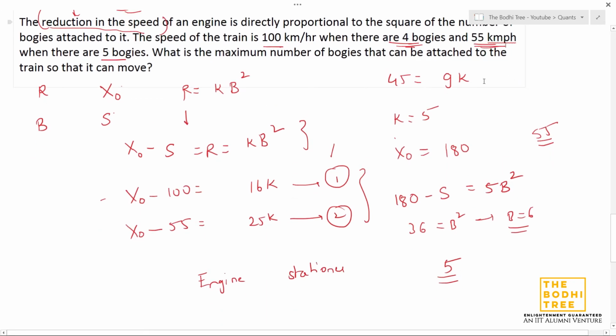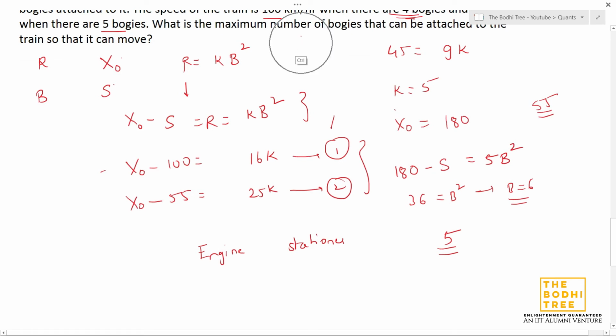But that is not what they are asking. They are asking what is the maximum number of bogies that can be attached to the train. So maximum is 5. The reason being, if I attach 6 bogies, the speed becomes 0. And they have specifically mentioned that it needs to move, right? If the speed of that engine or the train is 0, will you say that it's moving? Obviously no, it's stationary, right?